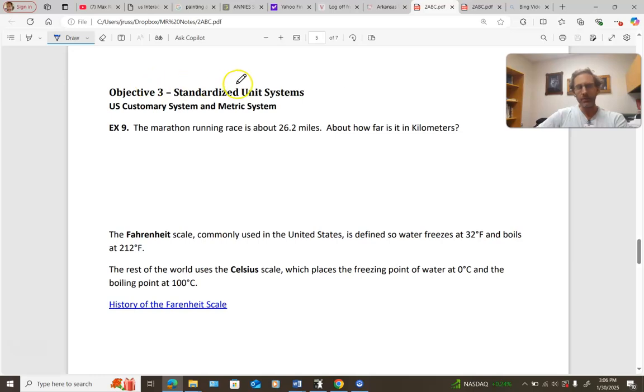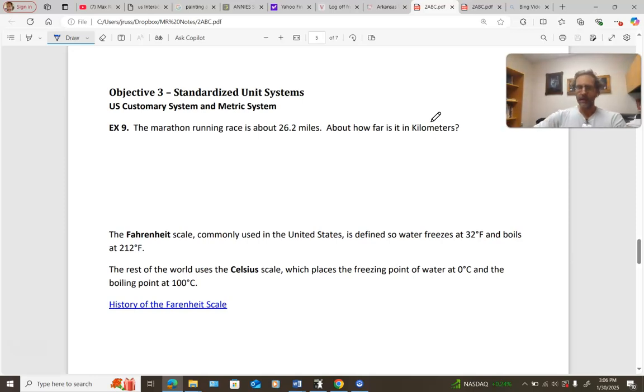Alright, so we made it to objective 3 here, and we're going to be doing a lot of the same thing, converting from one unit to another, except we're going to be using some metric units. Okay, so what is a metric unit? A metric unit is a unit that's based on 10.